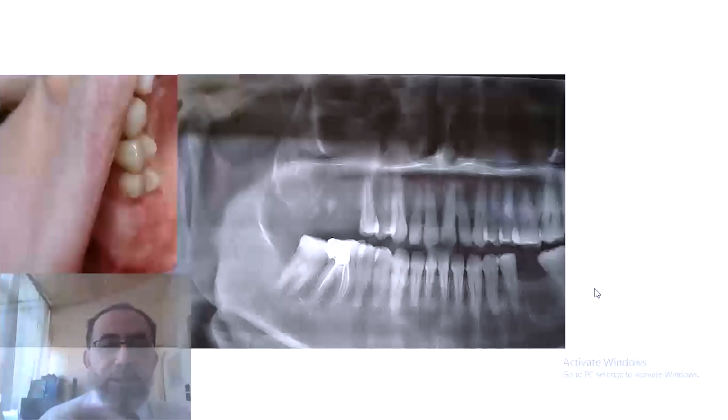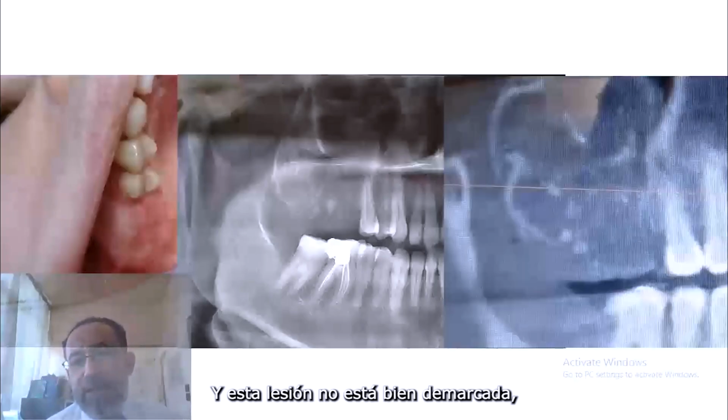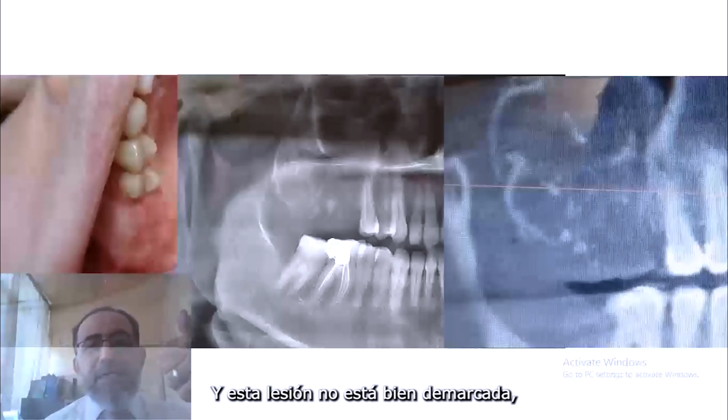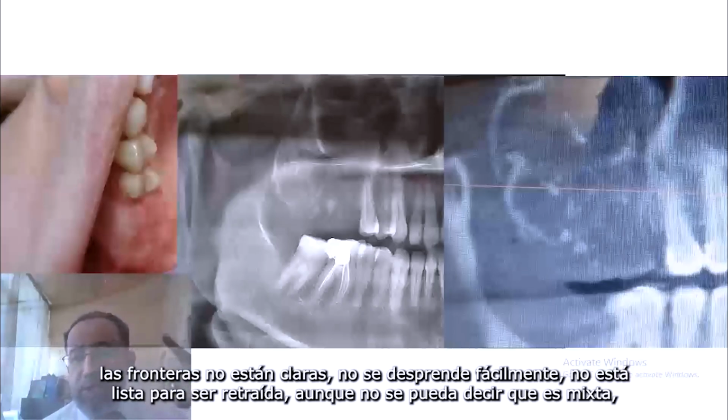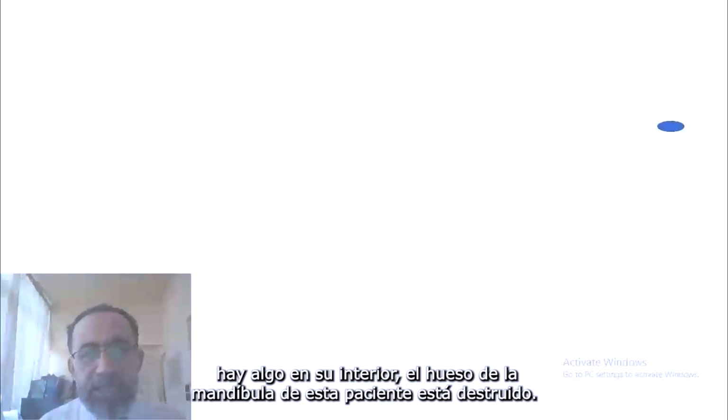There is a lesion here, and this lesion is not well demarcated. The borders are not clear. It's not radiolucent. It's not radiopaque. You can even say it's mixed. There is something inside. The bone is destroyed inside the jaw of this lady.